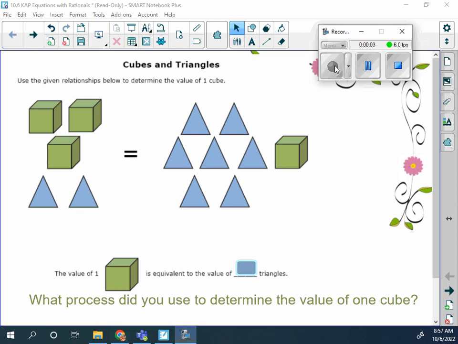Looking at the warm-up, I don't see numbers and X's, right? I see symbols. So how do you know what are supposed to be numbers and what we assume would be X's? Where are you going to look? Yeah, down here at the bottom. The value of one of those is equivalent to the value of blank triangles. Well, if this is what I'm looking for, then what would we call that? Yeah, we would call that X, right? Okay, so that's our unknown, and if that's our unknown, we would call that X, correct?